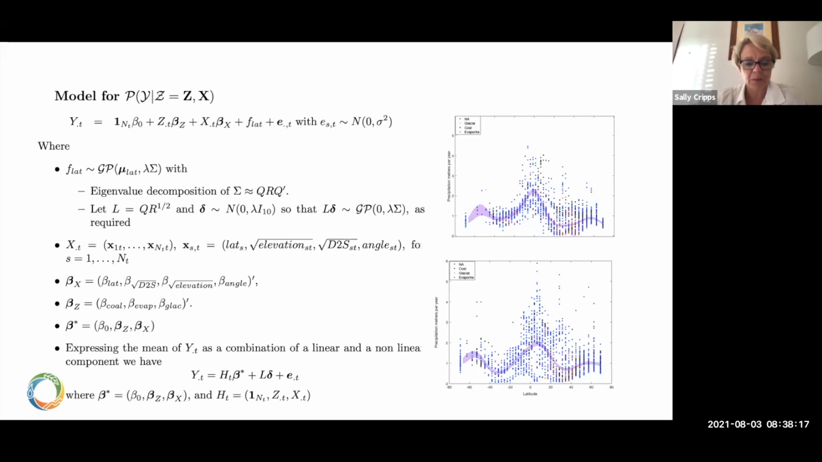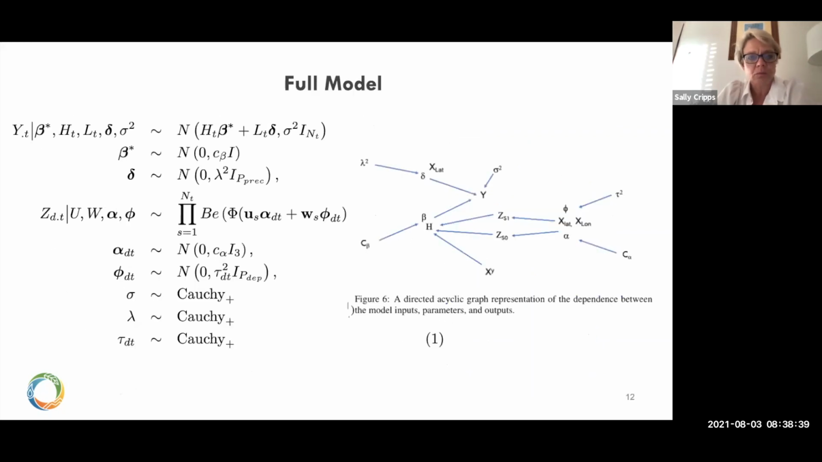And so at the bottom there, we write it all as a linear regression where we have the linear components as discussed before, and we write the GP as a linear combination of basis functions. So we can use the general linear machinery in which to estimate it.